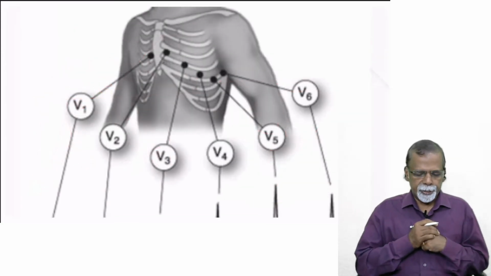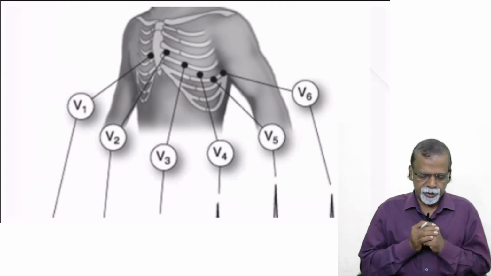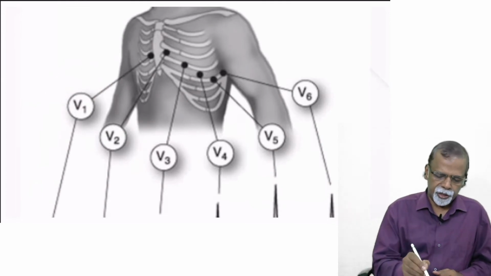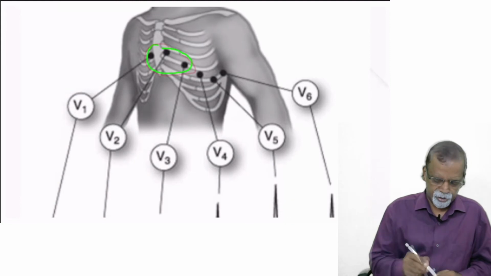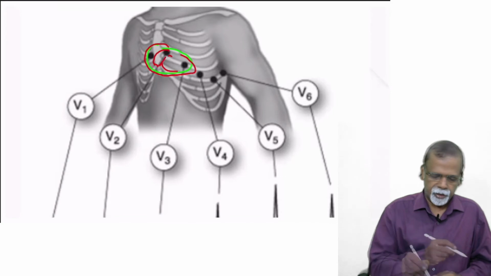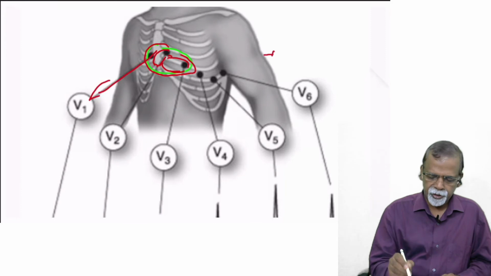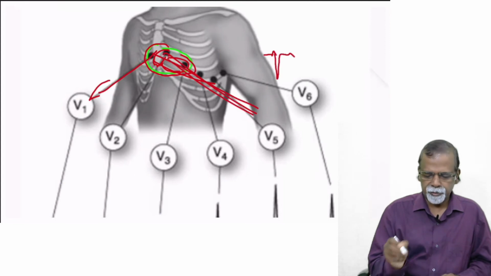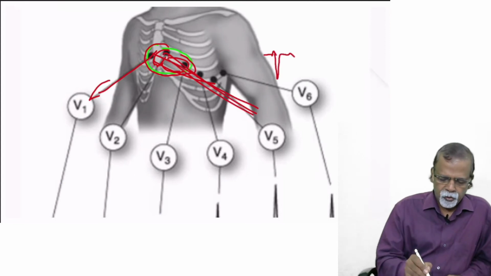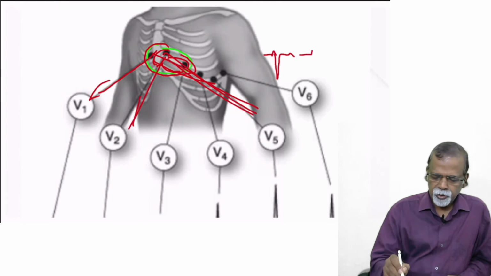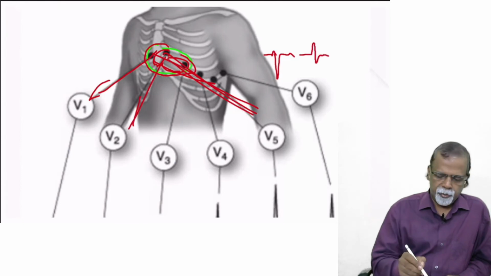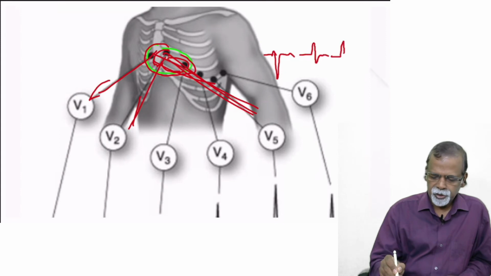Now we look at the chest leads. What will be happening in the chest leads? Look at V1. Here is the heart. This part is the right ventricle, and the rest is the left ventricle. The initial forces are going towards V1, so you get a positive deflection. But finally the massive forces are going in this direction, so you get a negative deflection. Look at V2, more forces are towards V2, so you get a little more tall, and by V3 it becomes almost positive.